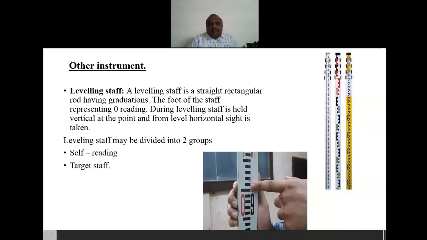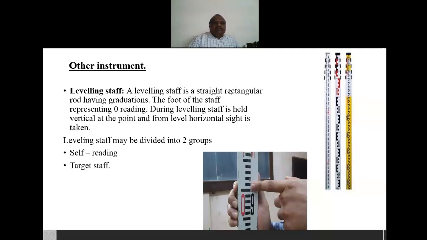We can see the picture: the graduations on the staff are black and white. Each band width is 5 mm in the self-reading staff. In the market, self-reading staffs are available with a length of about 4 meters or 5 meters. In exceptional cases, you can use up to 10 meters.